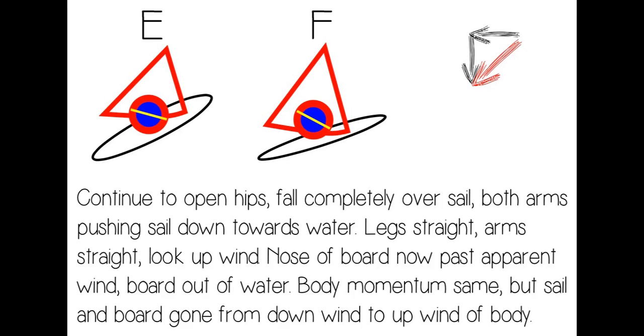Use both arms and fully commit to falling on the sail. You should be in the air after this. To land, simply sheet out a little bit to steer the nose downwind. Keep your legs straight until you land.